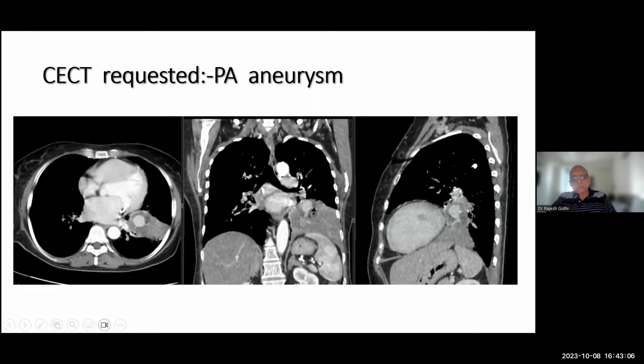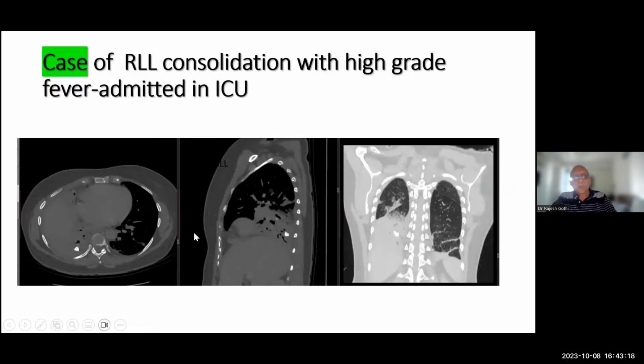Very important to think of these things, because it saves the patient, it saves a lot of time and energy, and you don't go around dilly-dallying. Do not delay CT scans if you think that they are necessary. Delaying a CT scan can sometimes be very detrimental to the patient.